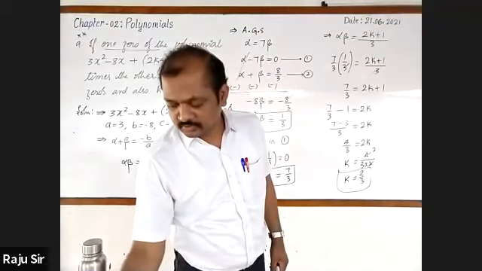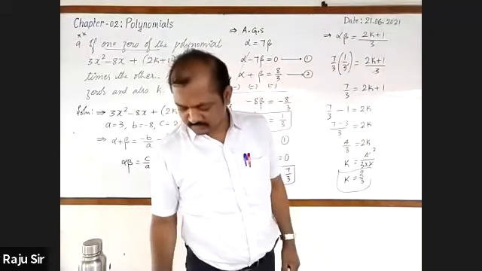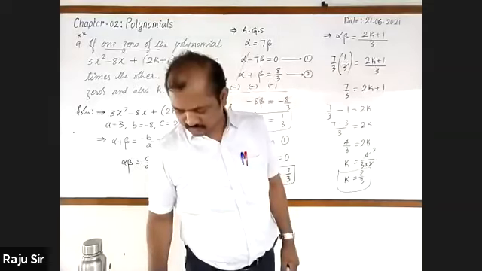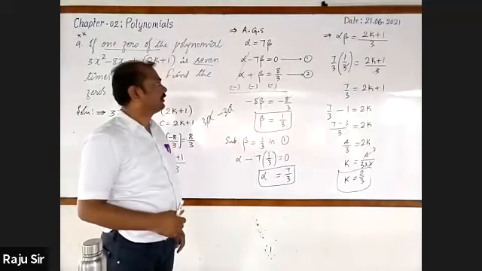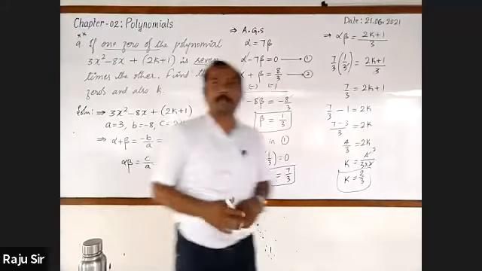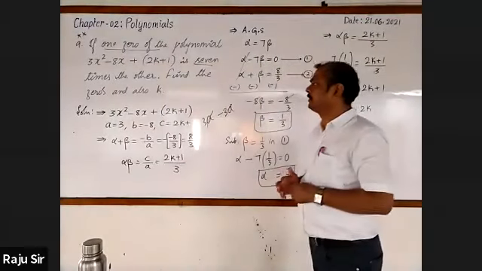Any doubts? Sir, in beta, how do we get 8/3, sir? In beta, alpha plus beta is equal to 8/3. Have we equated, no, sir? How do we get 8/3, sir?